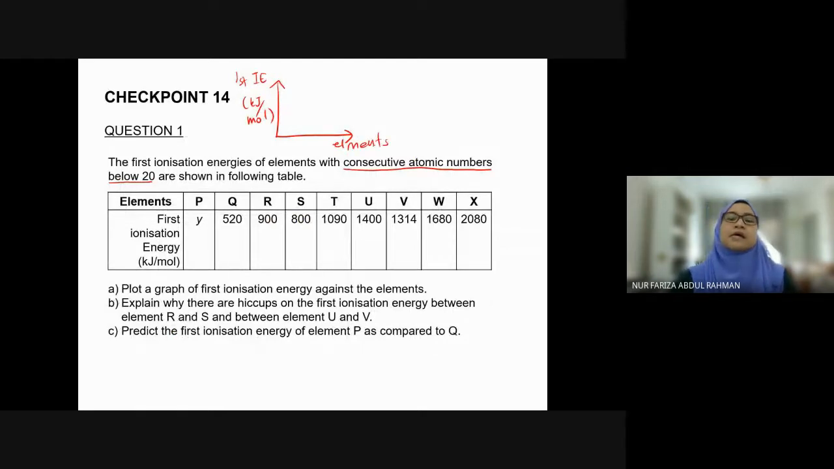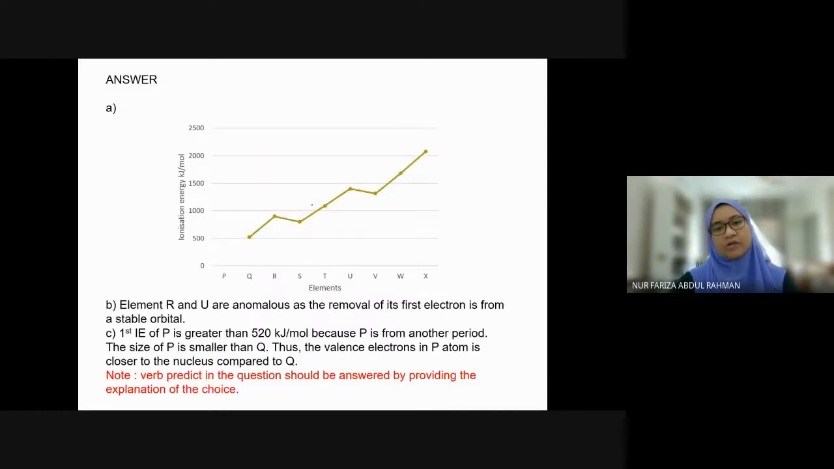Okay, so let's say we're going to start with Q, R, S, and so on. Just plot the graph using the data given to you, without the P. It should be easier because all the information has been given. So this is how your graph should look like. P, just ignore the P because we do not know the value. So start with Q, R, S, T, U. Okay, moving on.